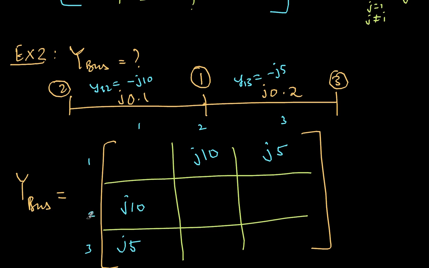Now is 2 connected to 3? So line 2 is not connected to 3 directly. So this is 0. And is 3 connected to 2? So no, it is 0.